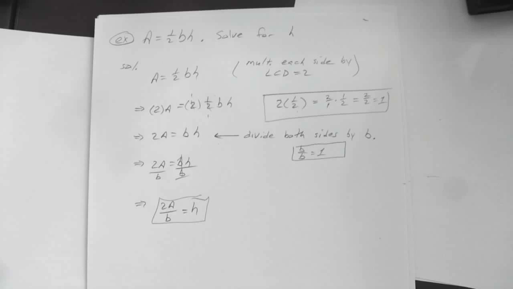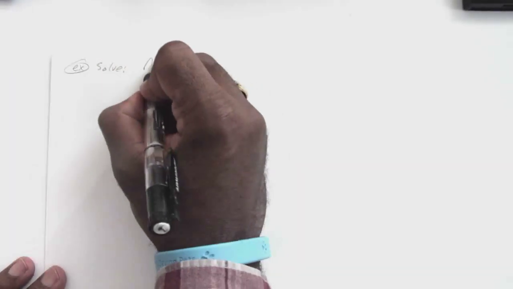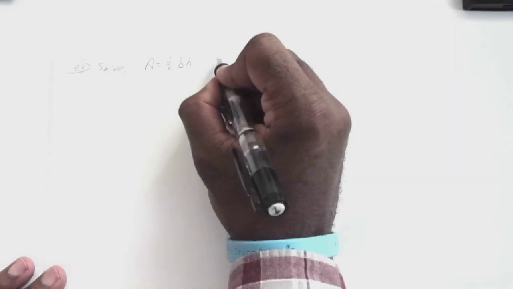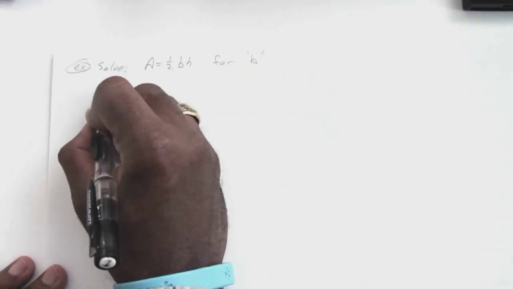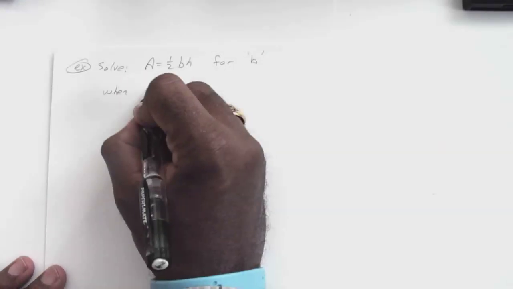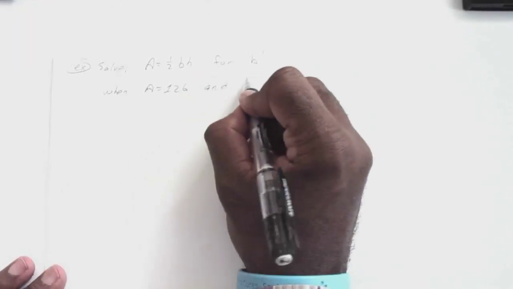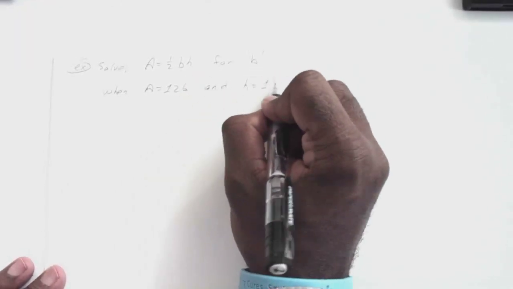All right, so let's say for our next example, let's say if you wanted to solve A equals 1/2 B times H for B, when A is equal to 126 and H is equal to 18.